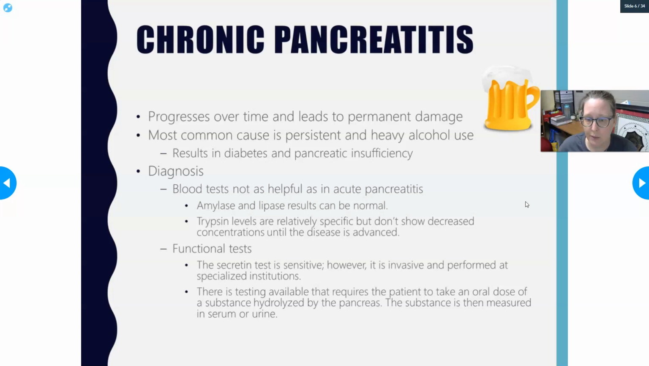There's also testing available that requires a patient to take an oral dose of something that can be broken down by the pancreas that's tagged in some way, and then that substance is measured in the serum or urine. Again, a little bit more problematic, but there's just not a lot of blood tests to help with the diagnosis of chronic pancreatitis.